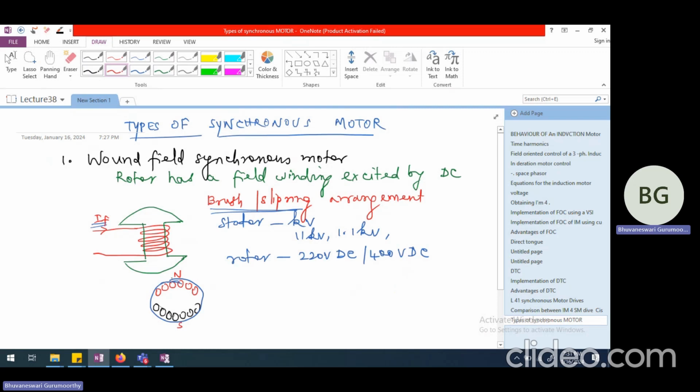I can still have the rotor in a cylindrical structure. That is, this is the structure which I can imagine as though it is going into the board, something like this. Okay, so this is the rotor, whereas the stator will be surrounding this. So around this, I will have the stator sitting here.